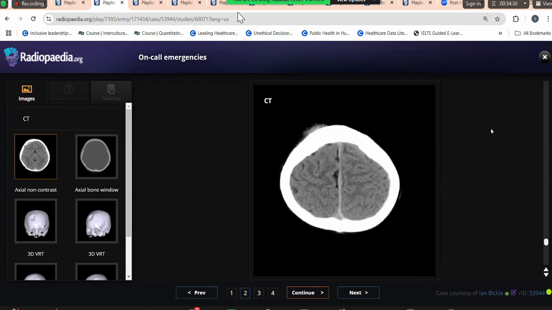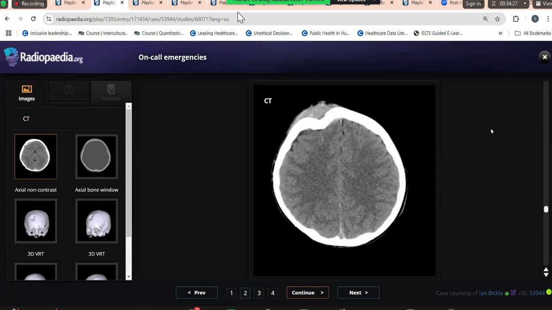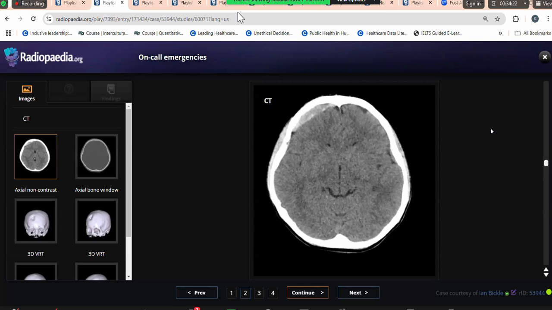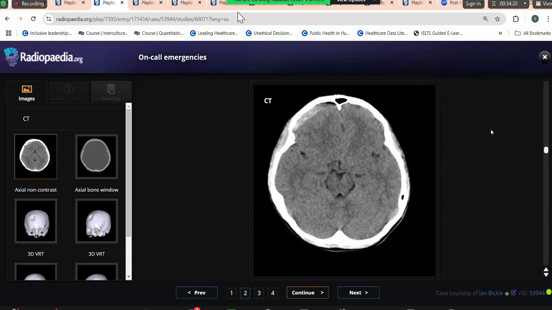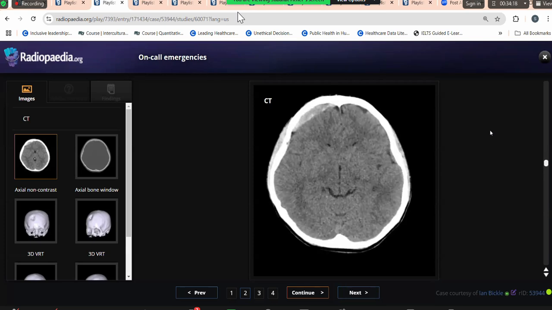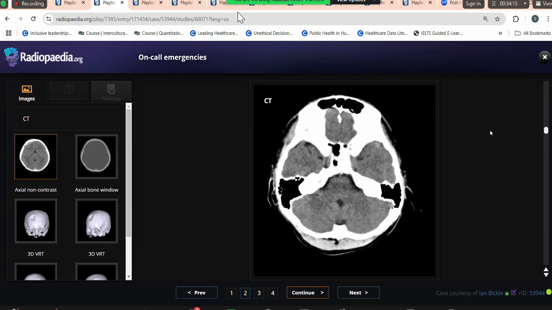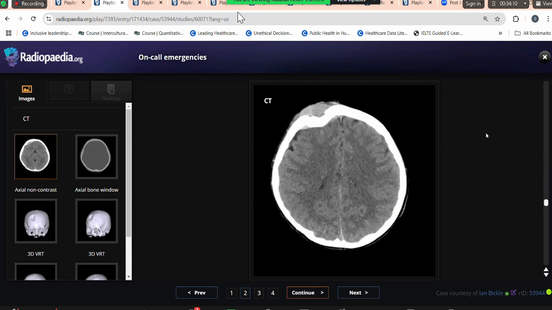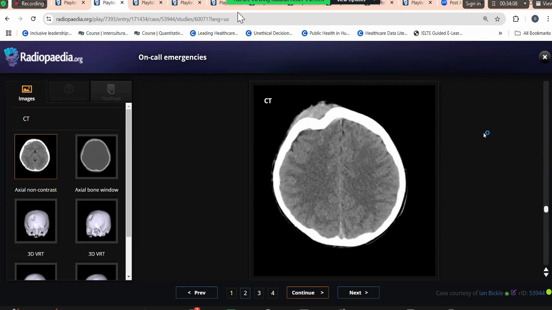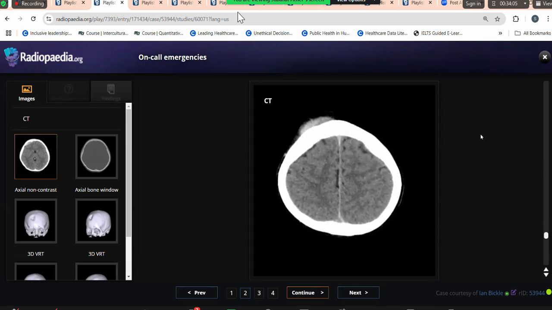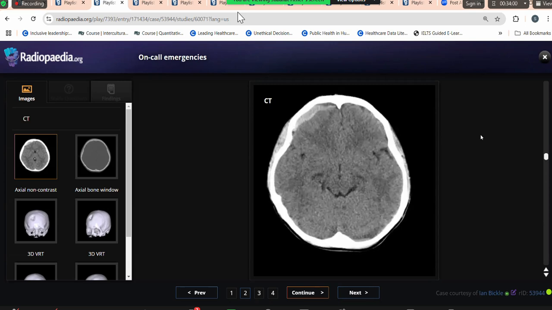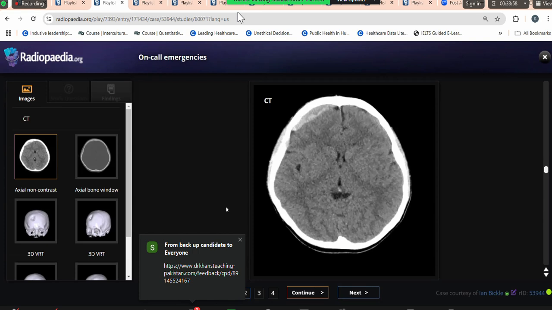So on the first scroll, I can appreciate that there is a soft tissue hematoma noted along the right parietal region, along with an extraaxial collection, an extradural hematoma along the right frontal region. There is mild midline shift towards the left, but there is no herniation noted, and the lateral ventricles appear to be normal.